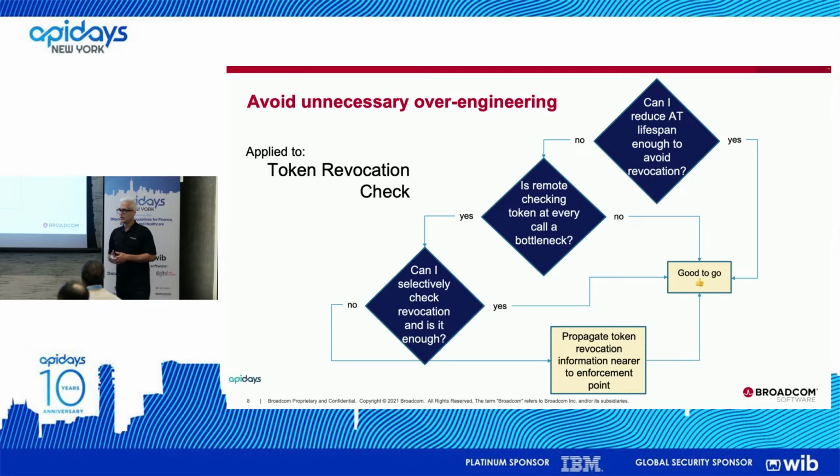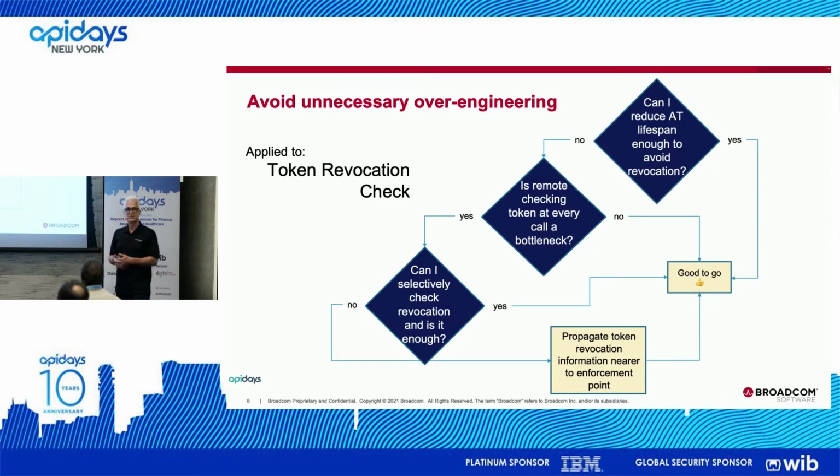Otherwise, you can ask yourself, can I selectively check revocation depending on the API call? And is that enough? So maybe you've got an e-commerce application and you're only going to check revocation when you're actually buying something. And maybe that's 10% of the API calls. And that's sufficient to bring down the bottleneck issue and restore the performance that you require.